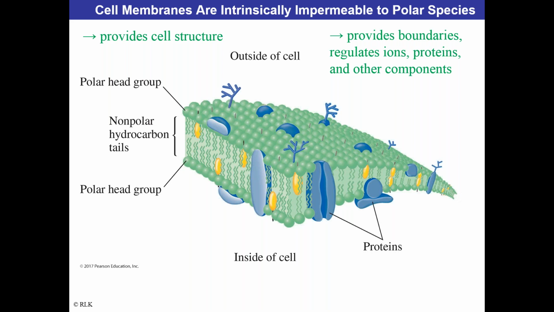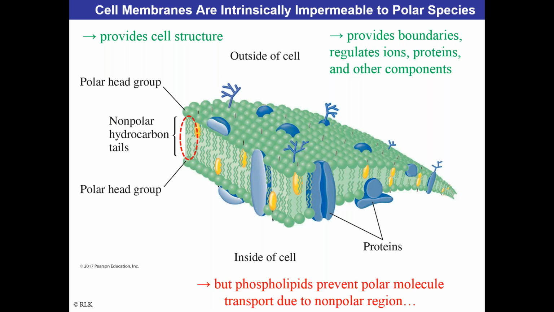You know that this phospholipid bilayer helps provide cell structure. It also provides boundaries and regulates ions, proteins, and other components. And you have your nonpolar groups, and I just highlighted those. Again, it's important to note that phospholipids prevent polar molecule transport due to the nonpolar region.